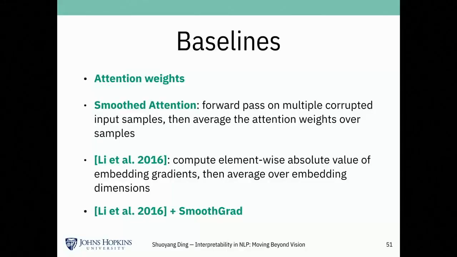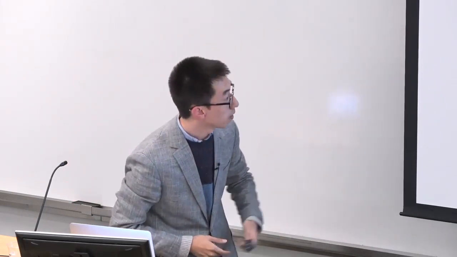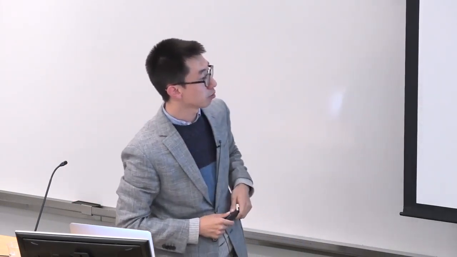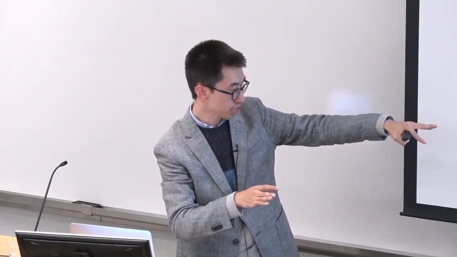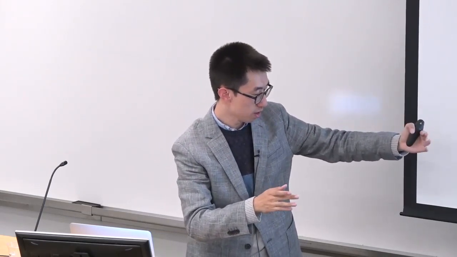So here are the baselines we compare with. Naturally, we want to compare with attention weights, but we also want to make sure that this very operation of smoothing does not improve the performance by itself. So we also did smooth attention, which corrupts the input in the same way as SmoothGrad, and then we average the attention weights obtained using these corrupted inputs. We want to compare with Li et al. 2016, and we also want to verify how the Li method performs under SmoothGrad.